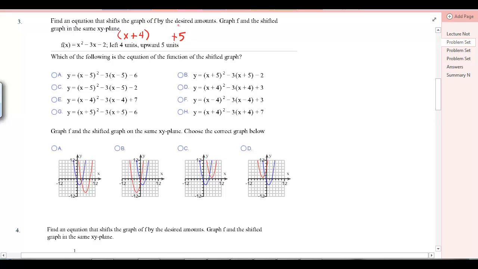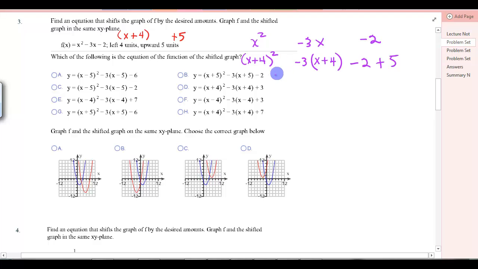All right, so over here, let's think about this way. We've got x squared and a -3x and a -2. So instead of x squared, what are we going to have? We're going to have this x plus 4. And we've got -3 times x plus 4, because everywhere you have an x, it got shifted to the right 4. All right, and then we've got -2 plus a 5. All right, so that's what actually happened.